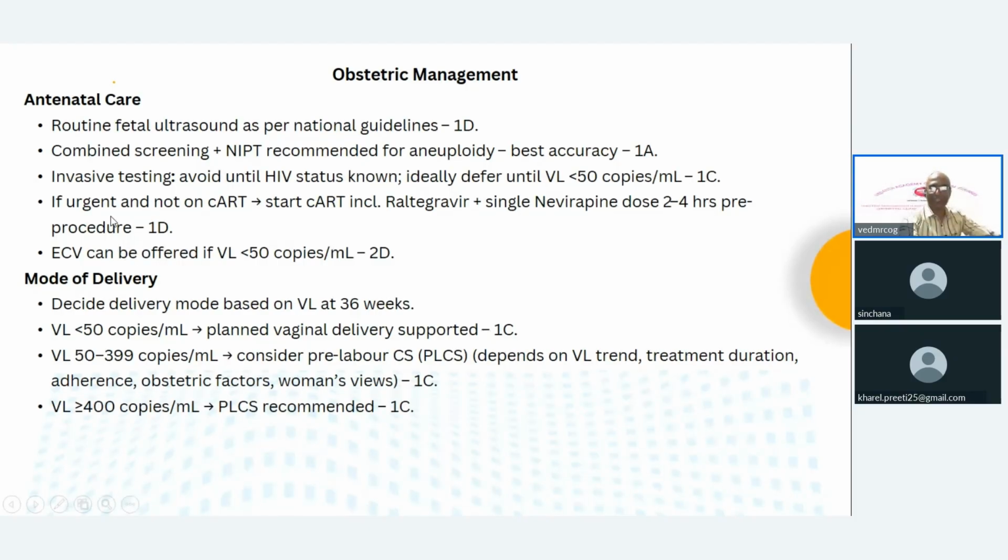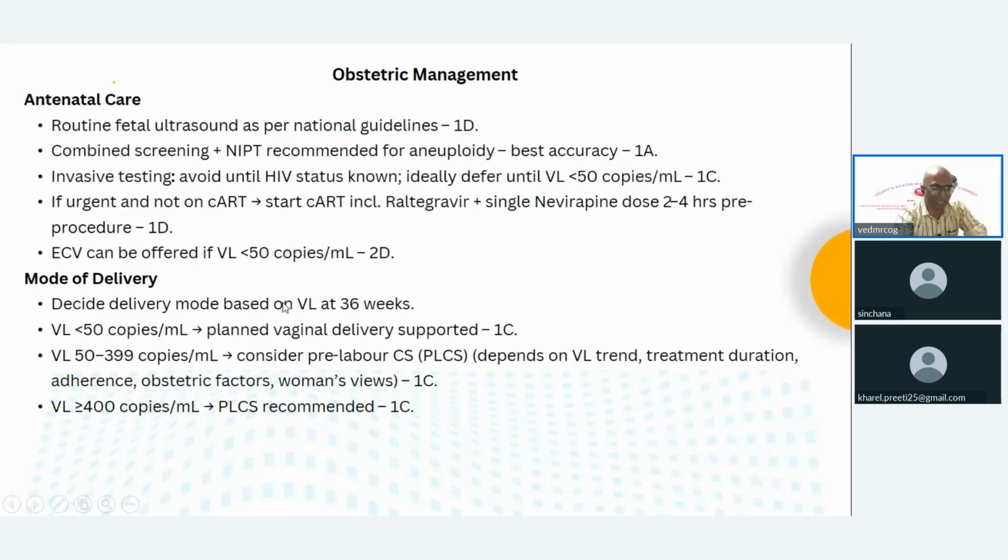Then if the viral load is less than 50, she can also undergo ECV. Once the viral load is fully suppressed, or less than 50, then vaginal delivery is also possible, ECV is also possible, and she can also undergo invasive testing. Is it clear? This viral load is going to be a key figure. Now coming to the mode of delivery in patients who are on cART. Decide the delivery mode based on viral load at 36 weeks.